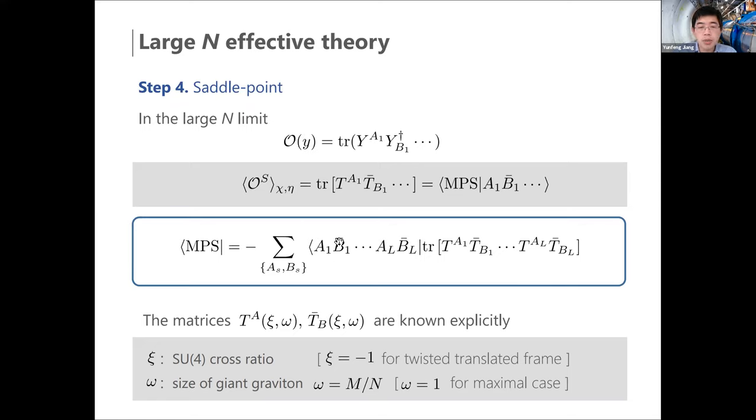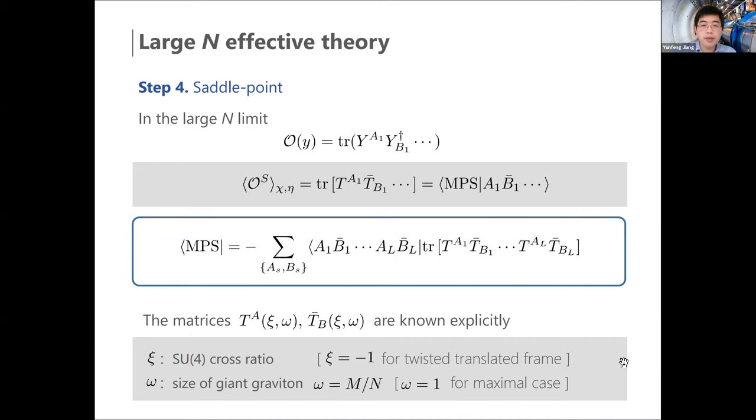So here I just want to mention this TA and TB. We know them explicitly, and they depend on two parameters. One parameter is this C, which is the SU(4) cross ratio, and in the twisted translated frame, we put it to -1. And the other parameter is omega, which describes the size of the giant graviton. It's given by the ratio of m divided by n. And for the maximal case, we can take omega equal to 1.